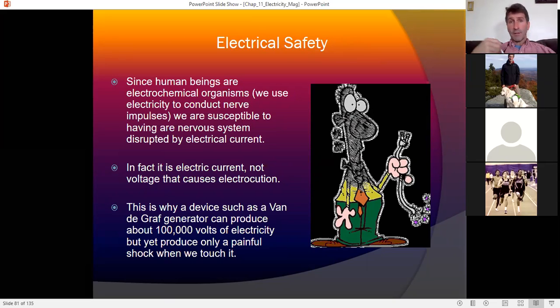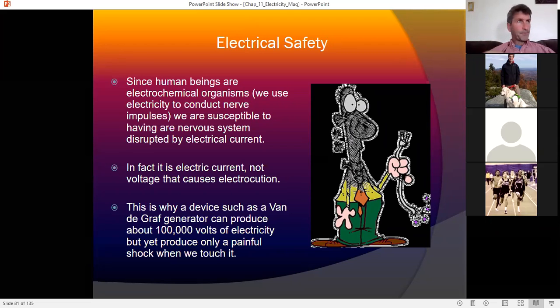Even worse, if we send enough electricity through our body, the energy contained in that electricity can heat up our tissue and actually create burns. Okay, looks like a funny photograph, a funny cartoon right there, but electrical burns are extremely, extremely dangerous. So electrical current is what we're really worried about when we're handling electricity.